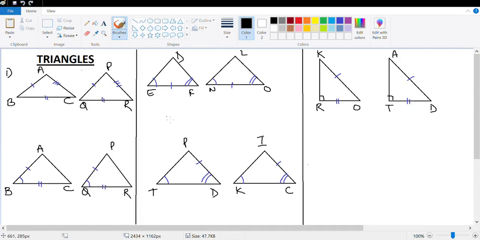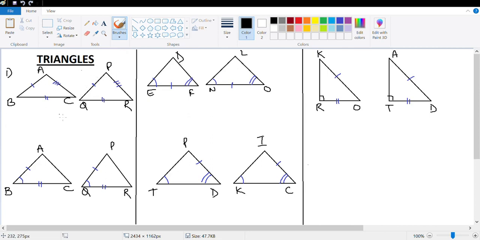Hi guys, let's look at a new chapter. This chapter is called triangles. There was some part of this chapter in class 8 as well. This chapter basically involves using congruency. So it is an extremely important chapter from the fact that this concept will be applied in many more chapters in your textbook. So let's start looking at this.